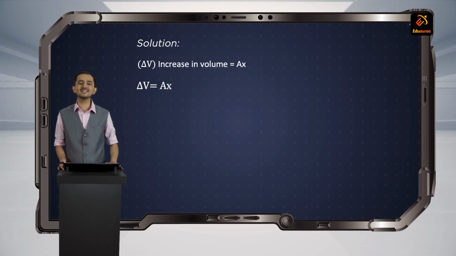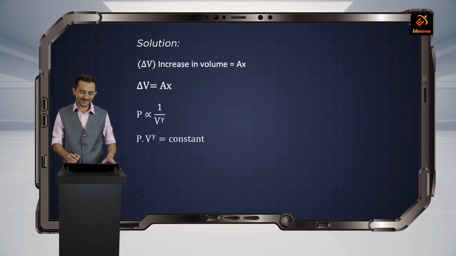Now it is given that the system is isolated, meaning this is like an adiabatic process. There is no exchange of heat between the system and its surrounding. Now in an adiabatic process, students, we say that P is inversely proportional to V raised to gamma, or we can say P multiplied by V raised to gamma is a constant, where P denotes pressure, V denotes volume, and gamma denotes adiabatic constant.